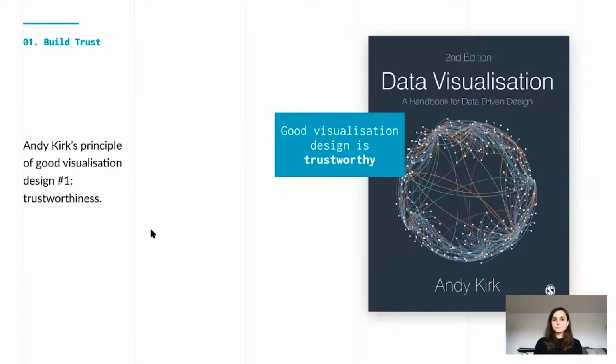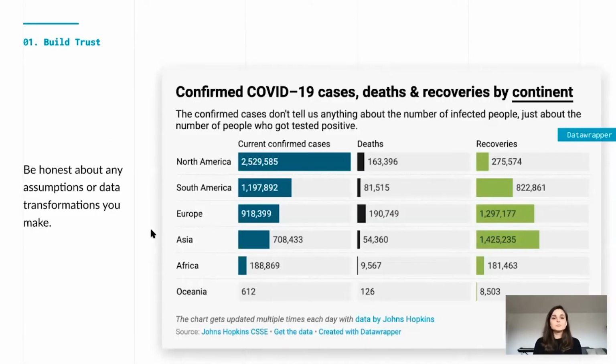2 ways. 1, be honest. Be honest about any assumptions you make, any transformations you have to apply to your data set. I really like this example from Data Wrapper from the beginning of the year. This was at the beginning of March when the COVID pandemic first broke out. It does feel like ages ago now.